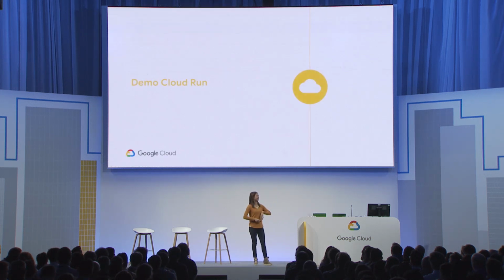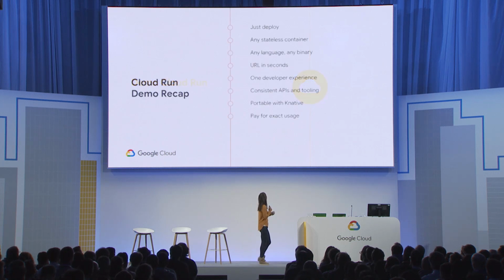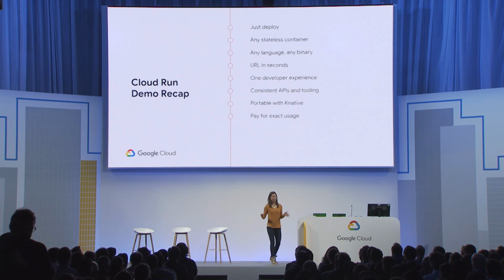Demo has concluded, so I just need to go back to the slides. Perfect. All right, so just in conclusion, what you just saw, we were able to simply deploy our container. In just a few clicks, you're able to get the application up and running in production. You can use any stateless container, as I mentioned, invocable via HTTP requests. You have a URL in seconds.